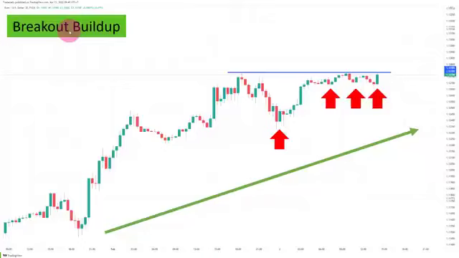Second, I love the breakout buildup. I talked about this a few times in the past. I think it's a very, very great pattern. It's also a component that you can use for any other pattern, so it can be considered an add-on.